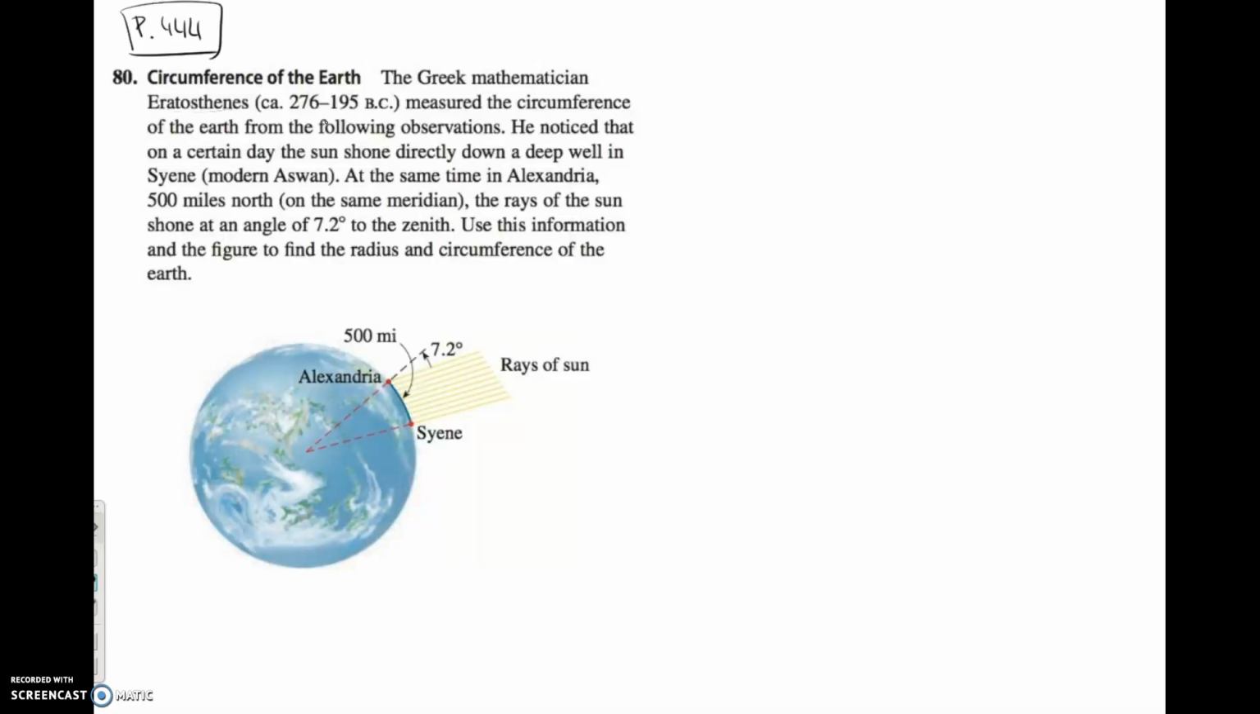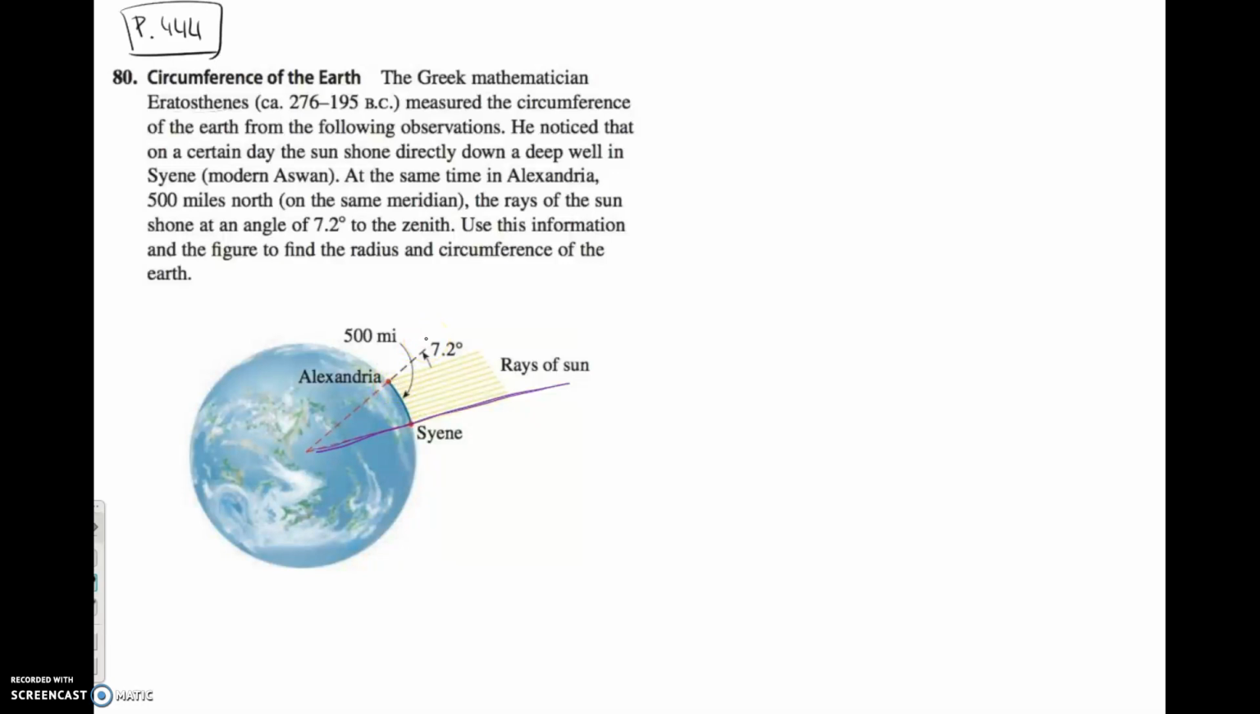He noticed that on a certain day, the sun shone directly down a deep well in Syene. So basically, he could tell that the sun was perfectly overhead because it would shine straight down in a well, and the only way that could happen is if it was perfectly overhead. So that was here. And then, at the same time, in Alexandria, 500 miles north, on the same meridian. We don't need to get into the physics of it.